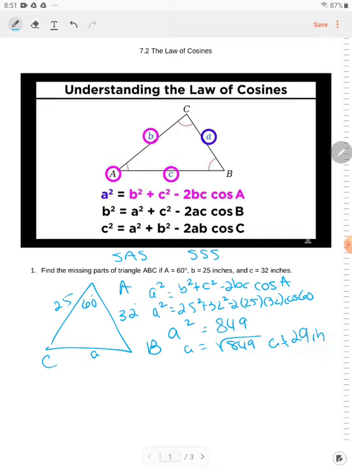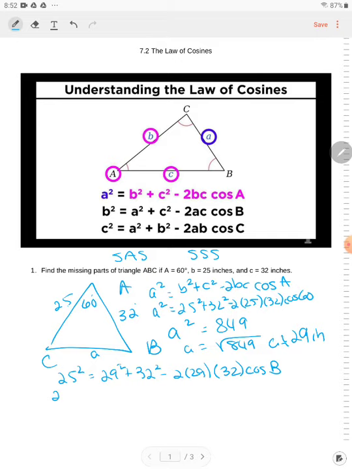Now, let's find the angles. Okay, we will use the law of cosines. So I'll find angle B first. B squared is equal to A squared. Okay, so we do know B squared. So let me start that again. We're solving for the angle B. 25 squared is equal to 29 squared plus 32 squared minus 2 times 29 times 32 times cosine of B.